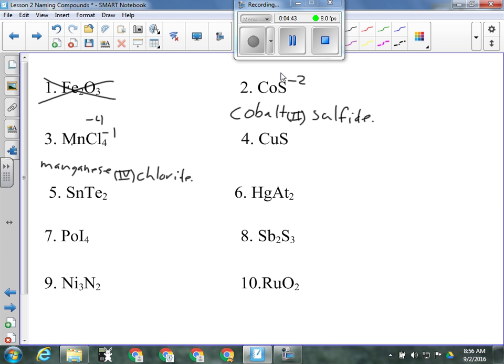Okay, and then we've got copper with sulfur. Okay, copper can be a 1 or a 2. Okay, in this case, it must be copper 2.